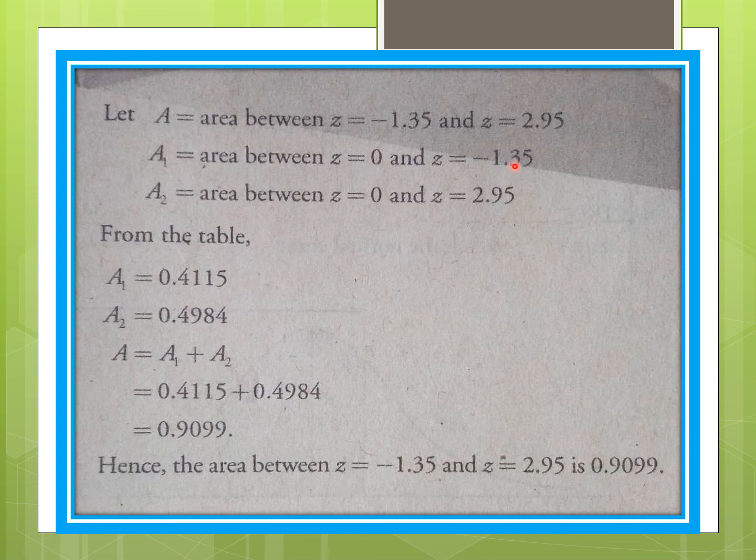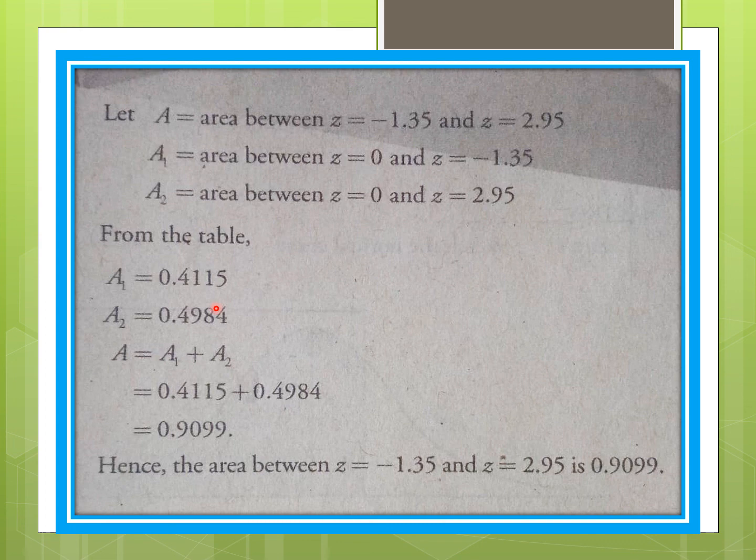So 1.3, first column, hanapin sa 1.3. So ang idadagdag natin is 0.05. So hanapin si 5 sa first row natin sa taas. So yung intersection nila is 0.4115. Second area, that is area between 0 and 2.95. So ganun din, 2.9, hanapin si 2.9, then move along to the right for that row, and then hanapin si 5, since 2.95 yan, 0.05. So we'll get 0.4984.